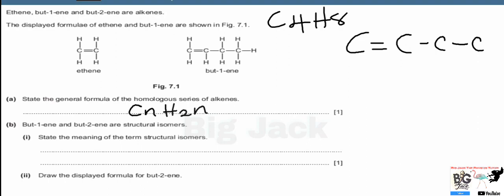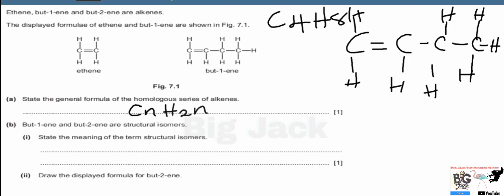Now here we are going to have a hydrogen atom, even here we are going to have a hydrogen atom, and so on. Once you are done with putting the hydrogen atoms, to name this isomer, you need to look at the position of the double bond. This double bond here is at carbon number 1, so we are going to call it but-1-ene.